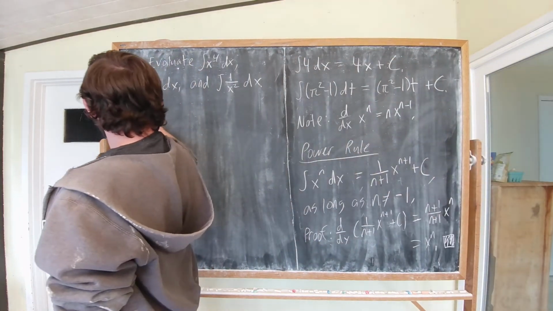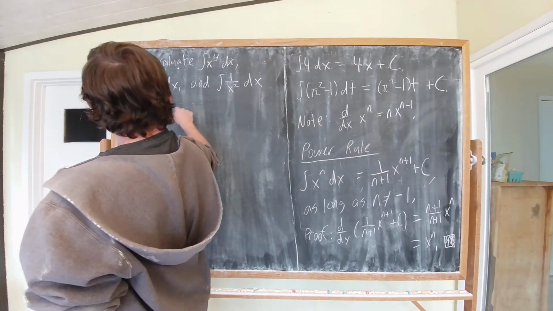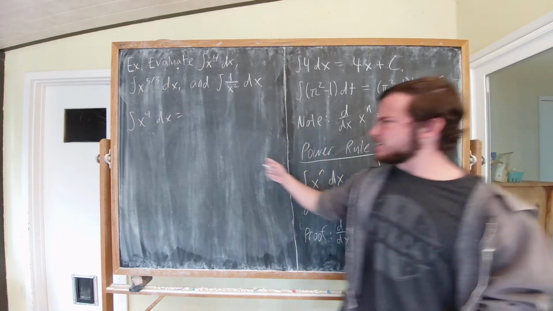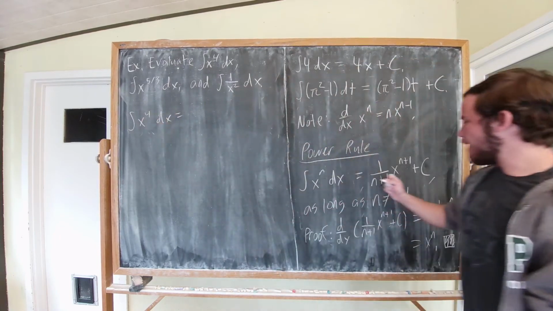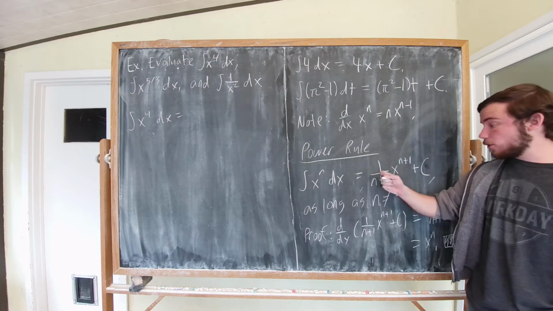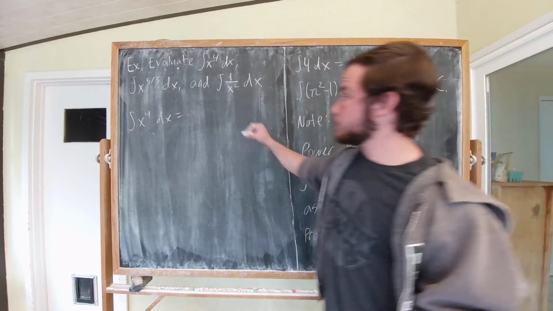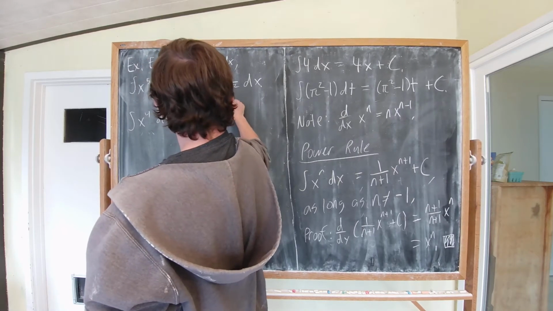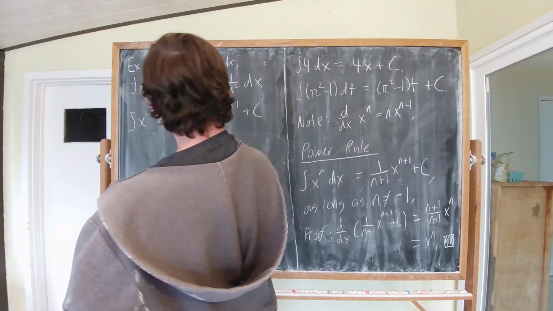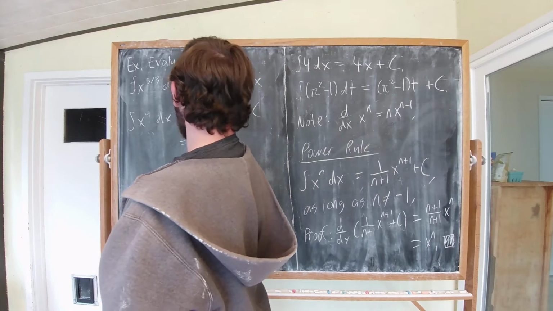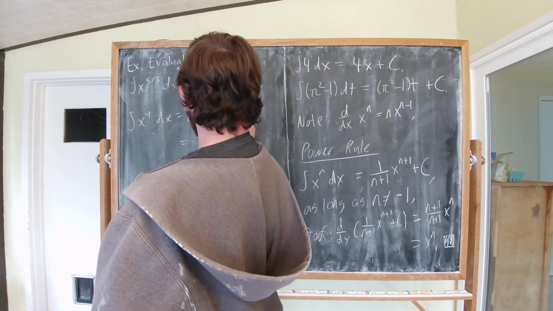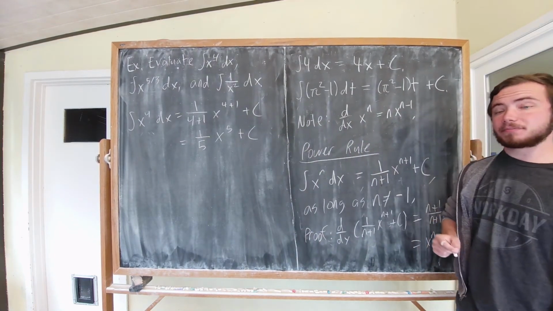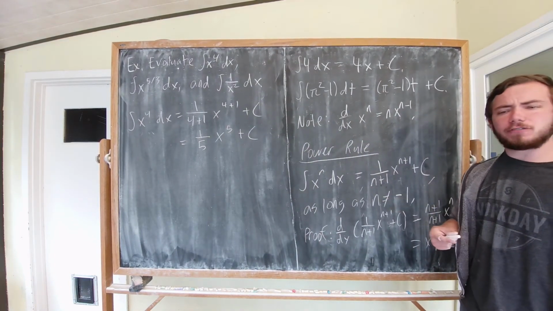The integral of x to the 4th dx, okay, clear power rule. In this case, n is equal to 4. So by our formula, we would get 1 over 4 plus 1 times x to the 4 plus first power, plus c. In other words, 1/5 x to the 5th plus c. All right, nothing too fancy going on.